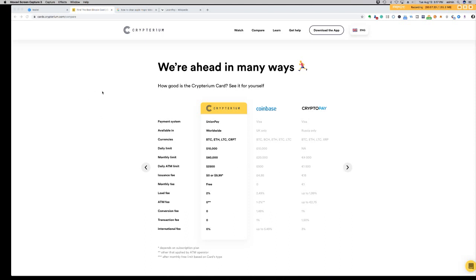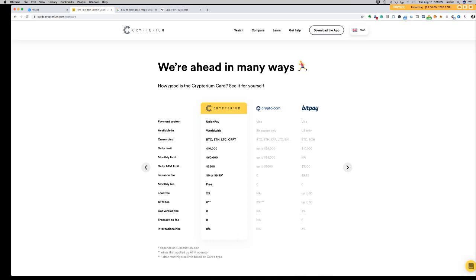So as you can see here on the left side, you have the Crypterium card and how it compares with Coinbase, CryptoPay, and you can go across here and have it lined up next to one of their competing products. So here you have Crypterium on the left, you have crypto.com in the middle, which is MCO, and then you have BitPay. And you can see how the products compare.